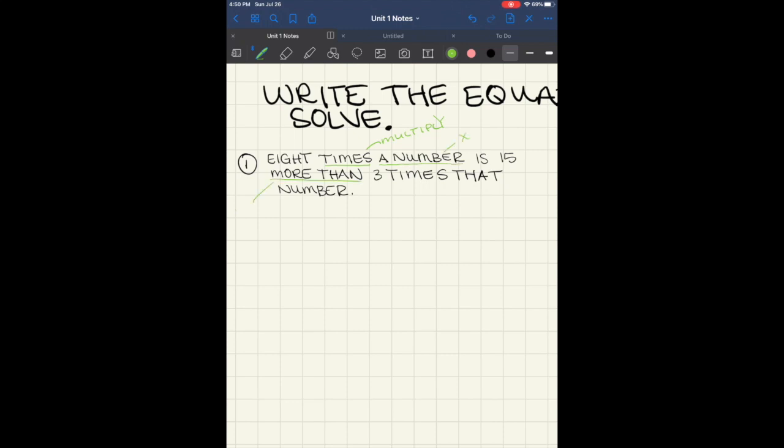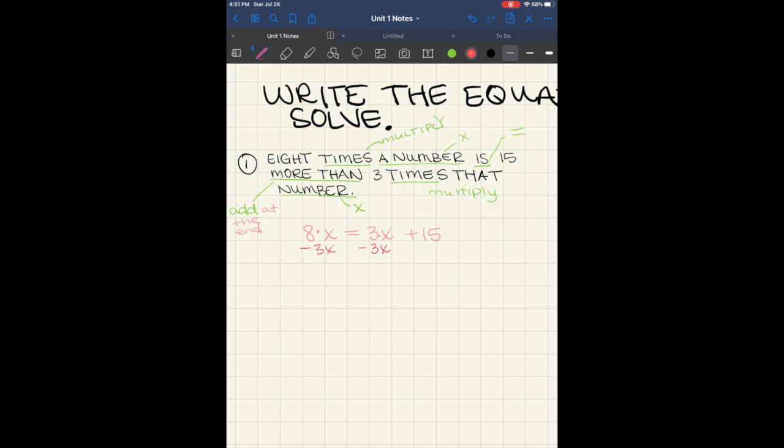So times means that we're going to multiply. A number is our variable. More than means that we're going to add. Times means multiply. Is our equal sign, and then a number is x again. So we've got 8 times a number, so that's 8x equals 15 more than 3 times that number. So we do 3 times that number and then 15 more. So that's where the plus 15 comes in.